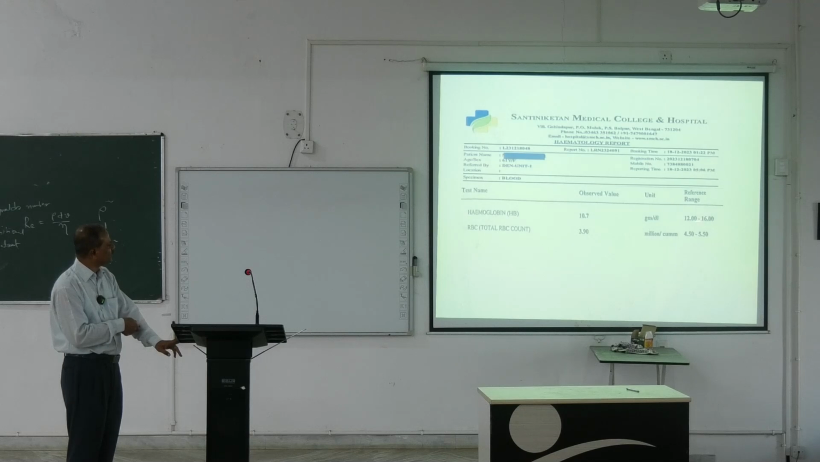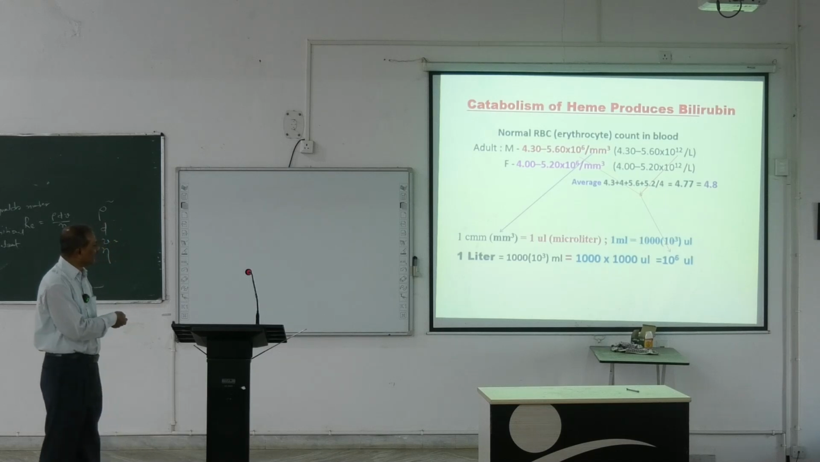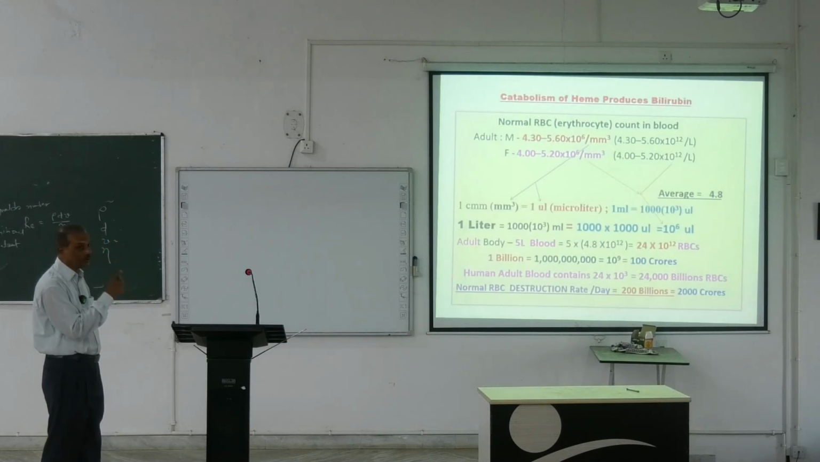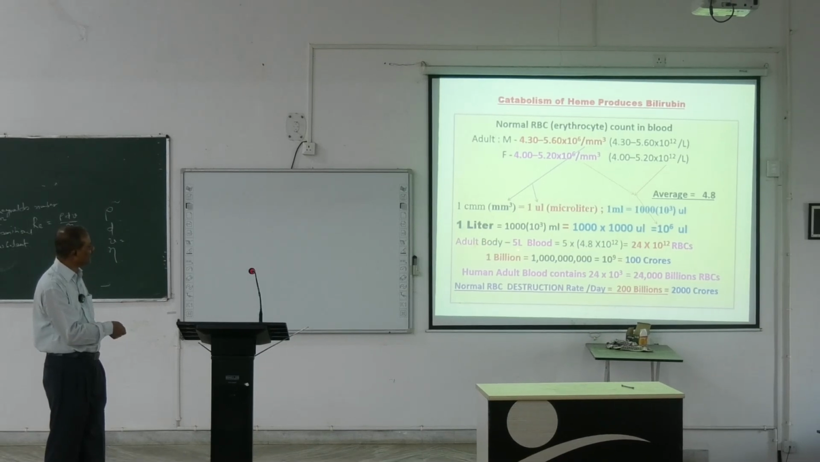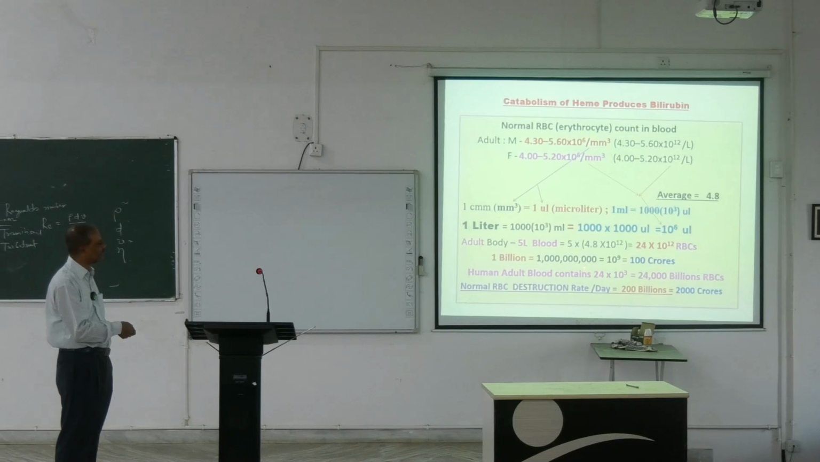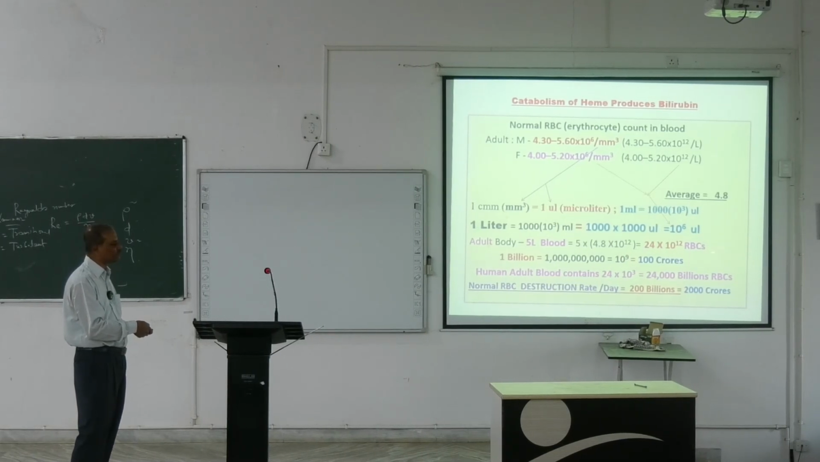So hemoglobin 12 to 16, reticulocyte count is this much. Now again this figure I have shown. Now see what is going on here. You see this part I have seen, so 4.8 and 1 liter blood is equal to 10 to the power 6 microliter blood. So that means adult body contains 5 liters of blood. So we are having 24 into 10 to the power 12 RBC.